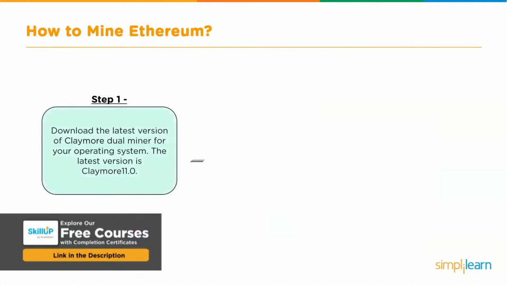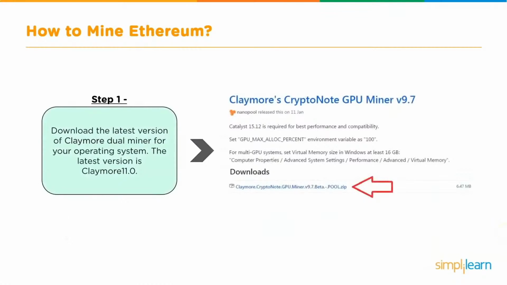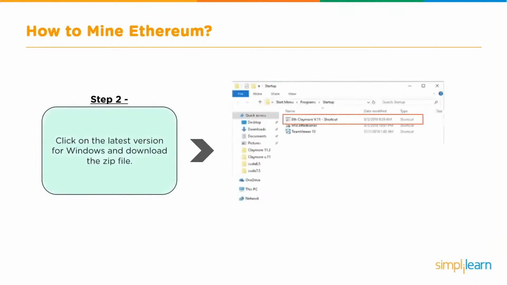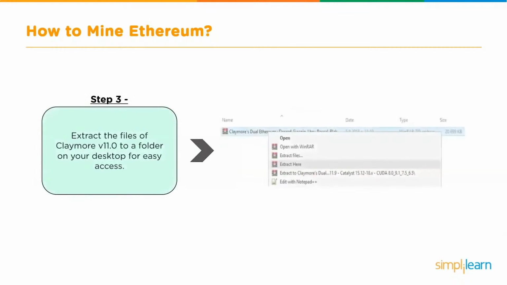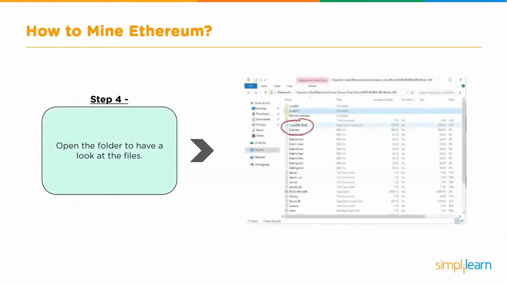Now, we need to follow a few steps to get started with mining. Step 1. Download the latest version of Claymore Dual Miner for your operating system. The latest version is Claymore 11.0. Step 2. Click on the latest version for Windows and download the zip file. Step 3. Extract the files of Claymore 11.0 to a folder on the desktop for easy access. Step 4. Open the folder to have a look at the files.